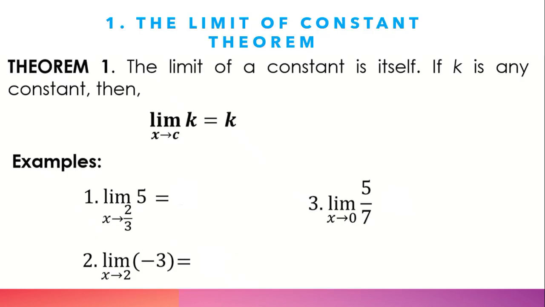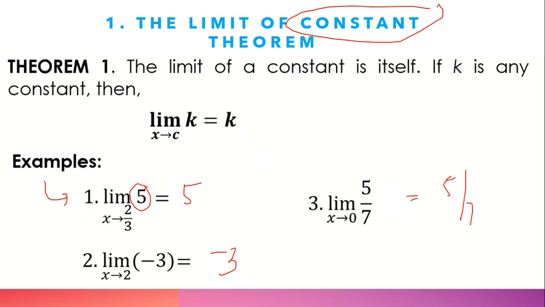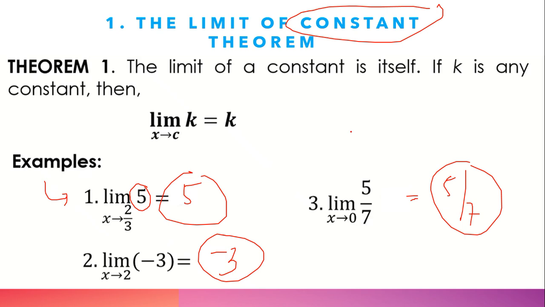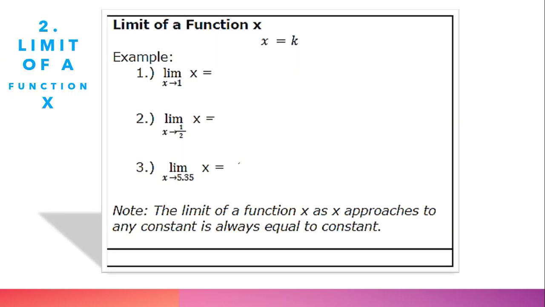So, doon tayo sa number 1. The limit of a constant theorem. From the word itself, constant kasi, there's no variable. Kung ano yung nasa harapan ng limit natin, yun na yung sagot. Just like in number 1, kung ano yung nasa harapan, yun na yung sagot. 5. Negative 3, then 5 over 7. So, these are the final answers in our theorem number 1. As simple as that. Pag may question kayo, babalikan natin.